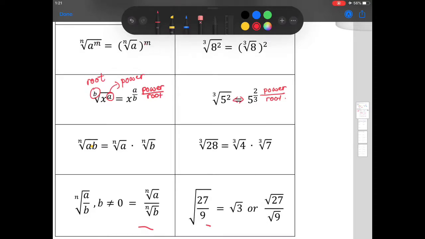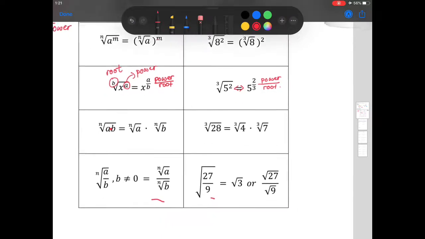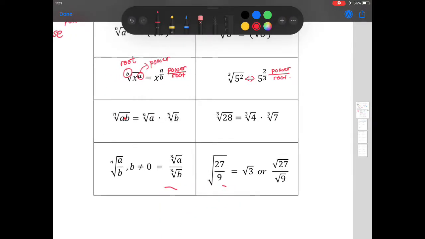Here I already put the dot. The next one, you can separate them when they are in multiplication and division only, okay? Not addition and subtraction. It's not true for addition and subtraction.